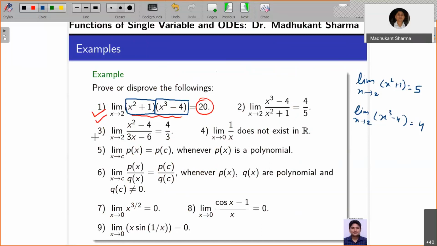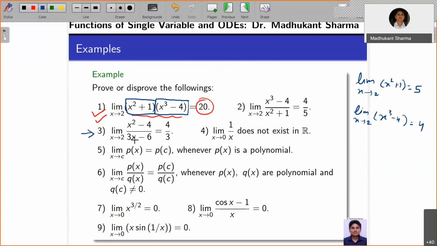Now, the third question here: limit x tends to 2 of x square minus 4 divided by 3x minus 6. If you take it as it is, the limit of the numerator as x tends to 2 is 4 minus 4, that is 0. The denominator, 3 times 2 is 6, minus 6, that is 0. So it is going to be 0 at 2. Okay, so you cannot refer to the result here directly.